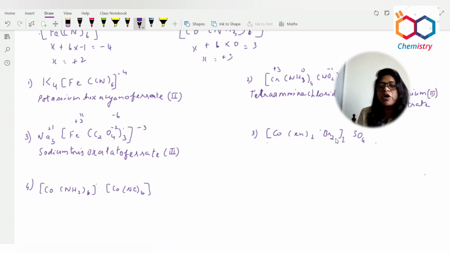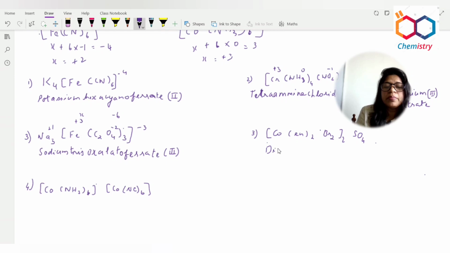Here you can see the coordination entity is positive. Whenever it is positive, it is written first. Whenever it is negative, it is written second. Okay. So here we start with the ligand. In alphabetical order, ethylene diamine is there, bromine is there. Right. But here we start with bromine. Alphabetically, bromine comes first. So we start with bromine. 2 bromine is there. So the name is not bromine, it is bromido.